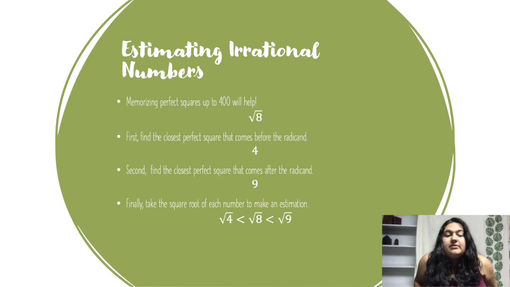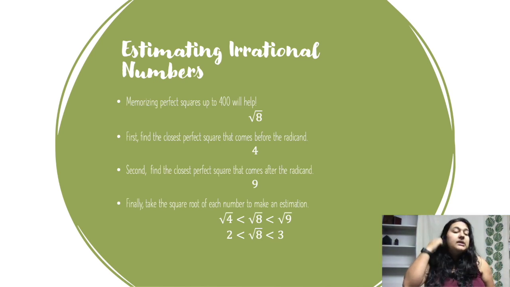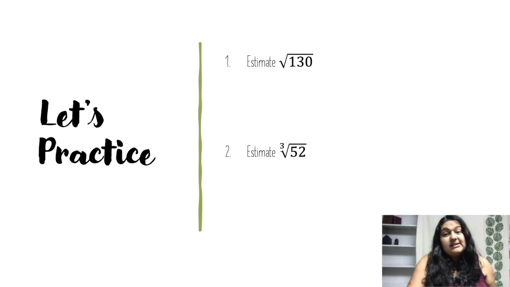So I have the square root of 4 is less than the square root of 8, which is less than the square root of 9. Now I'm going to simplify because I know what the square root of 4 and 9 are. So the square root of 8 is somewhere between 2 and 3. If you see right here, I'm looking at my radicands again, 8 is closer to 9 than it is to 4. So that's showing me that the square root of 8 is going to be closer to 3 than it is to 2.